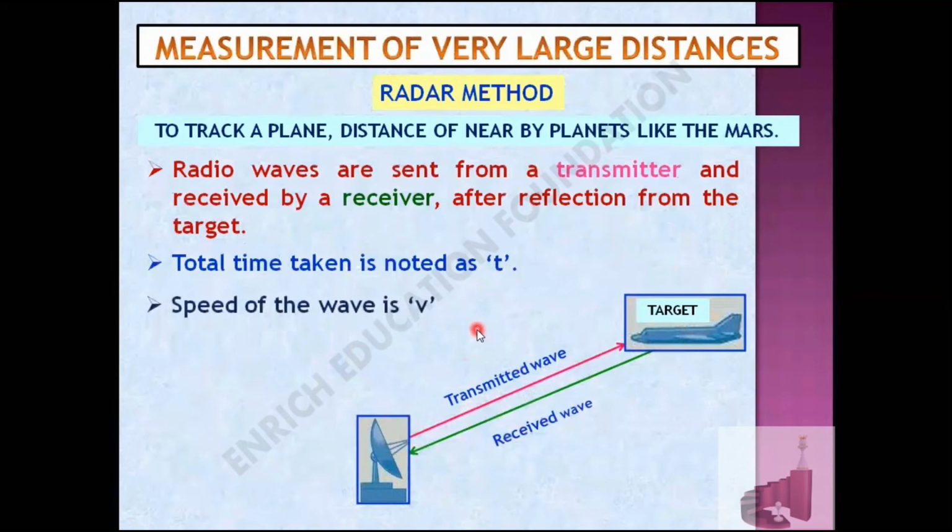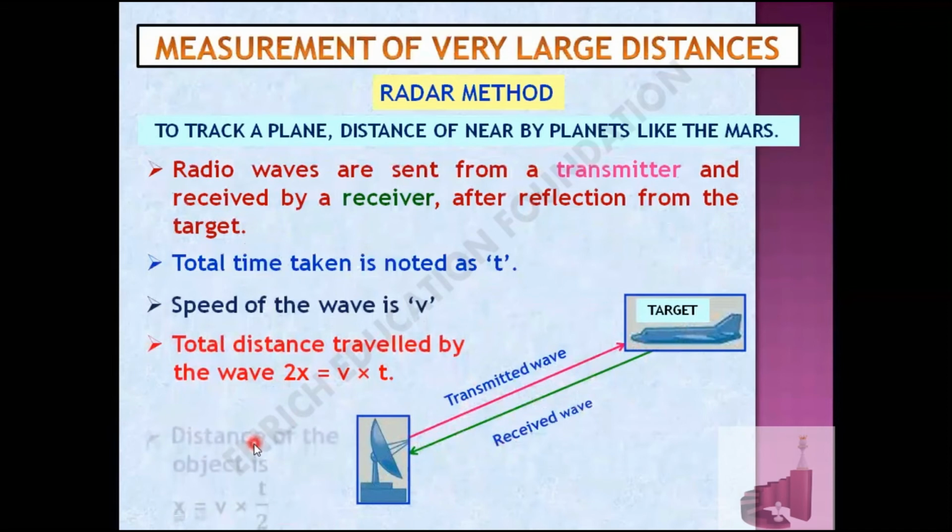Let v be the speed of the wave, that is the radio wave. The total distance covered from the starting till the end is given as 2x, which is equal to v into t, from which we can write x is equal to vt by 2. So half of this distance gives the distance of the target or the enemy plane.